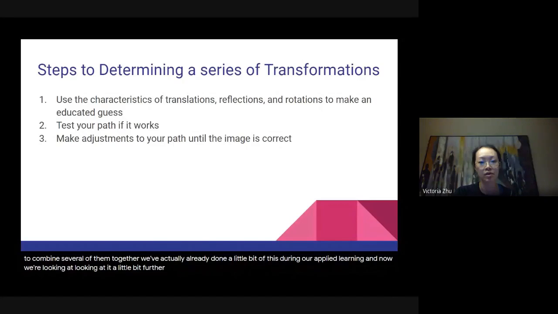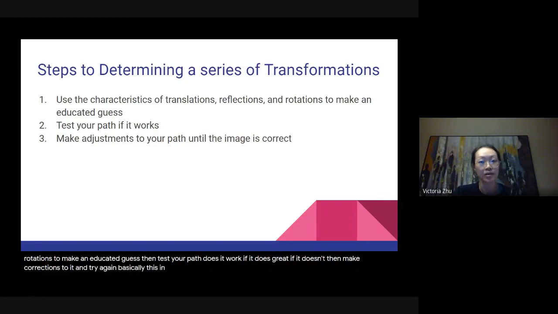Here's the general steps to determine a series of transformations, meaning more than one transformation. Use the characteristics of what you know of translations, reflections, and rotations to make an educated guess. Then test your path. Does it work? If it does, great. If it doesn't, then make corrections to it and try again.